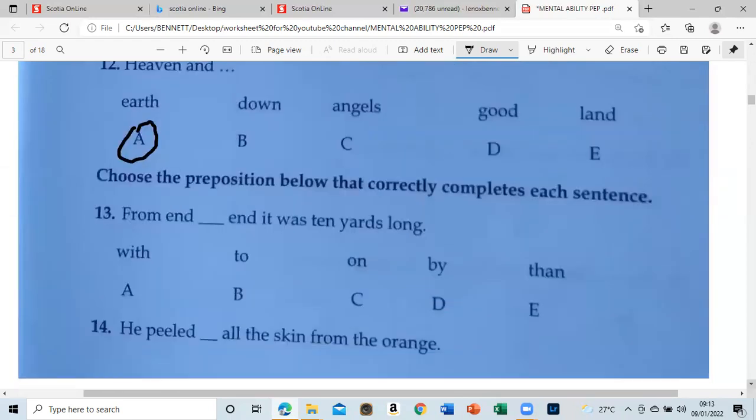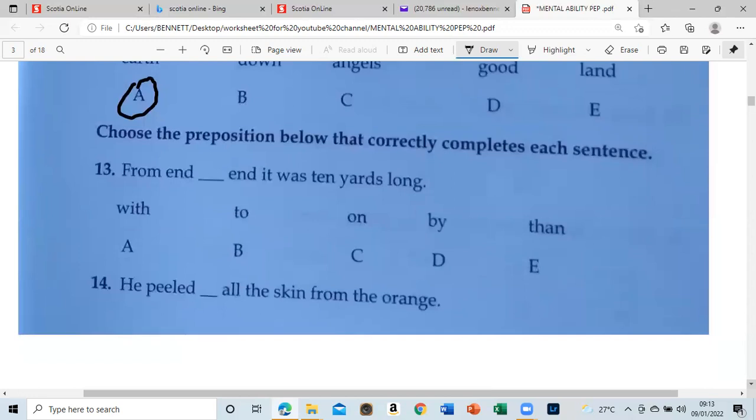Let's go down so you guys can see. It says choose a preposition below that correctly completes each sentence. All right. What is a preposition? A preposition is a word or group of words used before a noun, a pronoun, or a noun phrase to show direction. It can be time, place, location, or a spatial relationship. Or it can be used to introduce an object. All right. So that is a preposition.